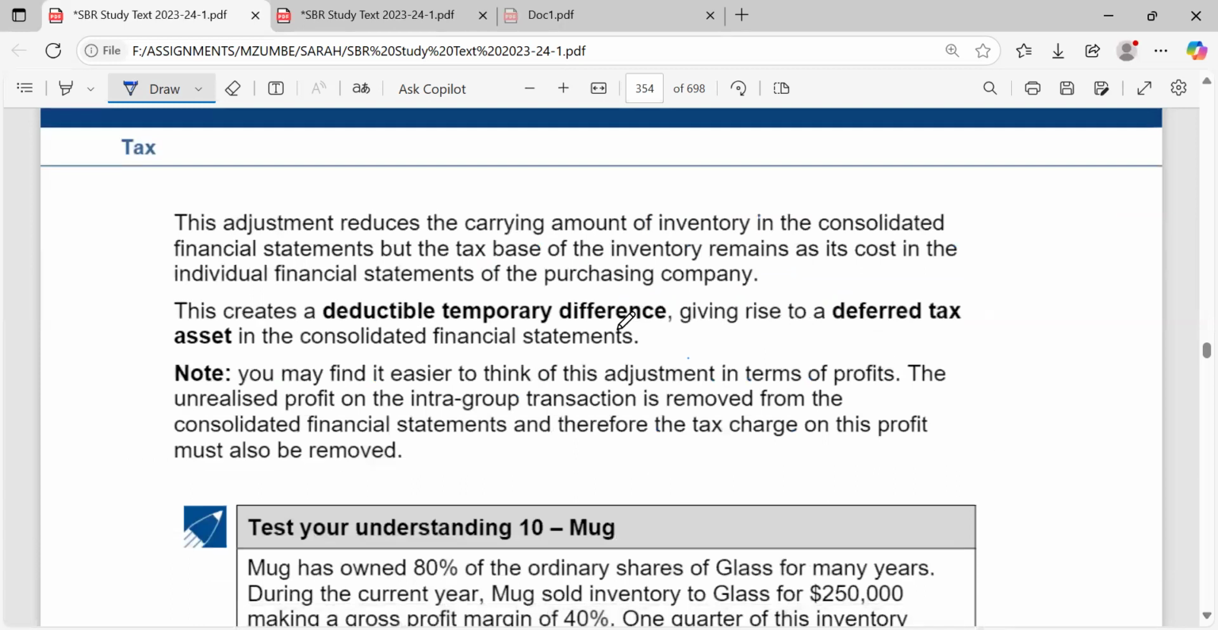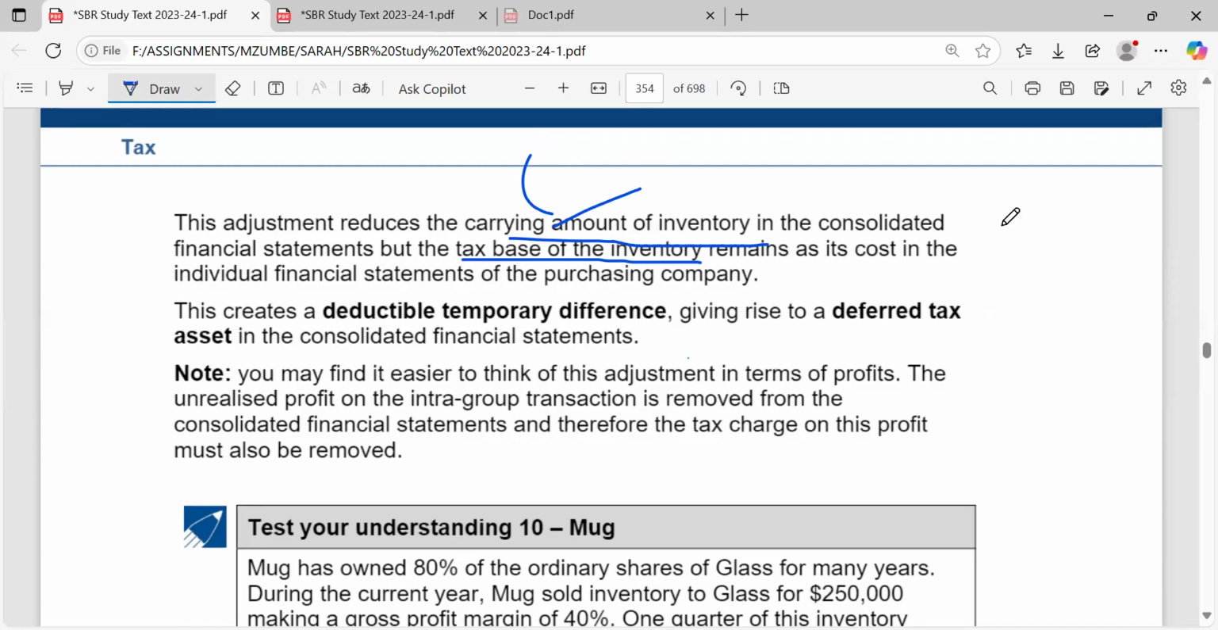Let's look at the impact on the deferred tax now. That was just consolidation. You see, the adjustment reduces the inventory, reduces the asset, but also reduces the profit in the consolidated financial statement. But the tax base of the inventory remains at cost, just like we said before. We usually take the tax base the same way. So you can see the carrying amount of inventory has been reduced by the provision for unrealized profit, but the tax base has been the same. You see the issue there? All right, so by that, we would have a deductible temporary difference.